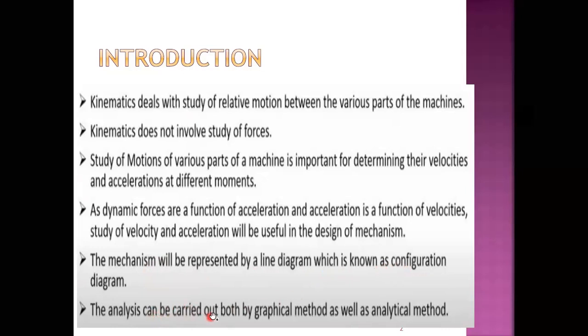The analysis can be carried out both by graphical method as well as analytical method. So here, to find the velocity and acceleration, you can use either the graphical method or the analytical method. Now this module 2 deals with only the graphical method. In the next module 3, it deals with the same acceleration and velocity concept based on the analytical method, which you are going to study in the third module.